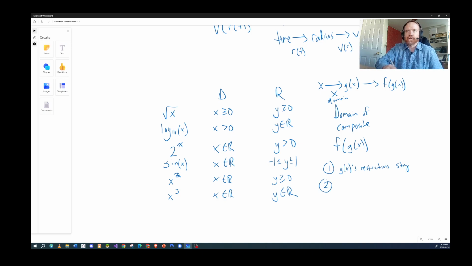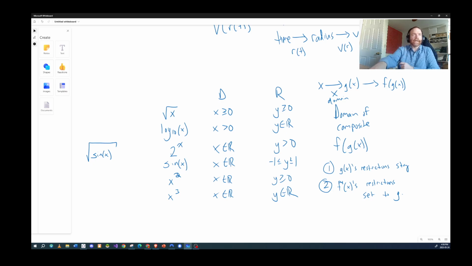The second set of restrictions are f's restrictions, but you have to set them to g. Okay, now let's try to use an example of why this would work. Just as an example, let's put sine on the inside and root x on the outside. So what would happen if we put sine on the inside and root x on the outside?